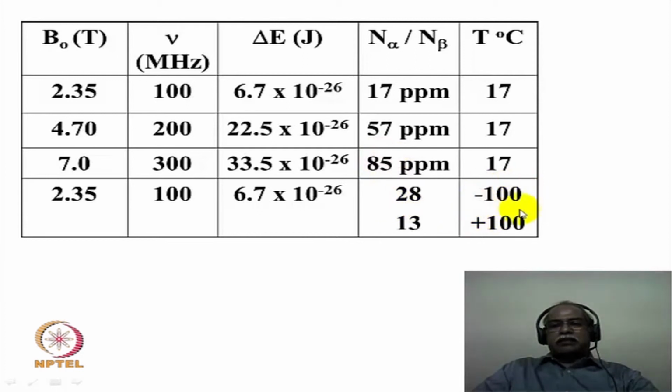Now what is the effect of temperature? You can, for example, measure the NMR spectrum at minus 100, or you can measure it at plus 100. The NMR spectrometer probe can be cooled to minus 100 or heated to plus 100, and the measurements can be made.